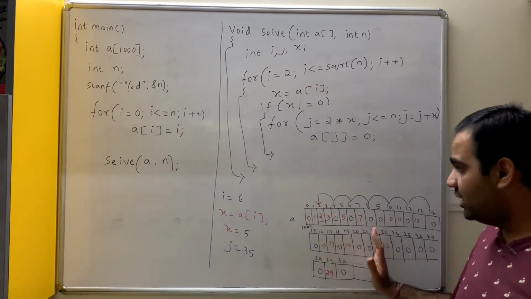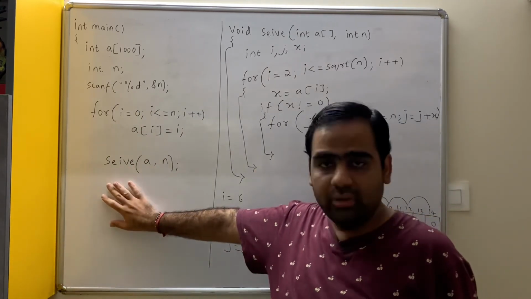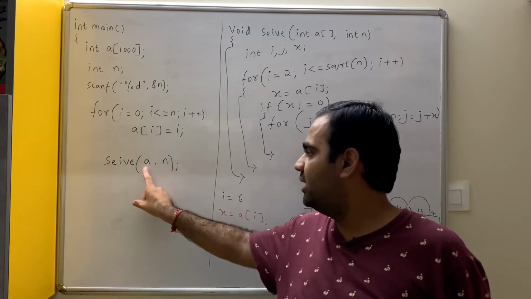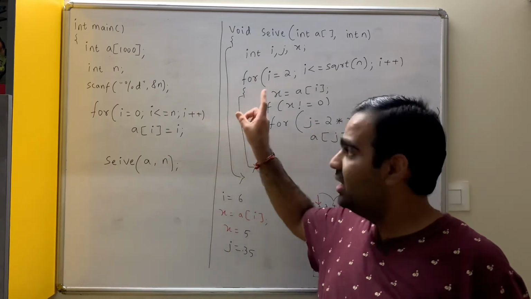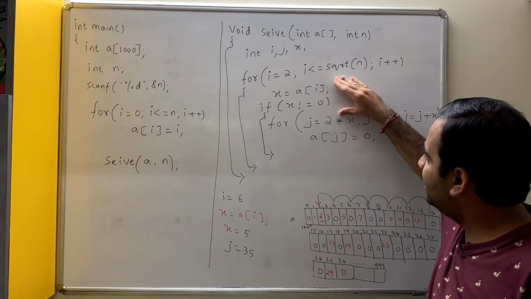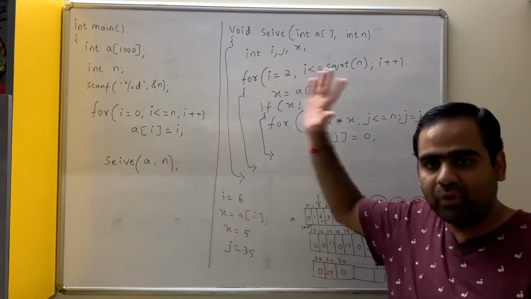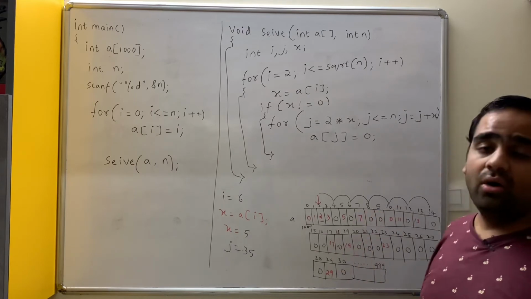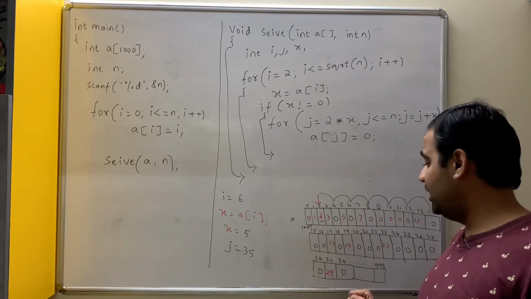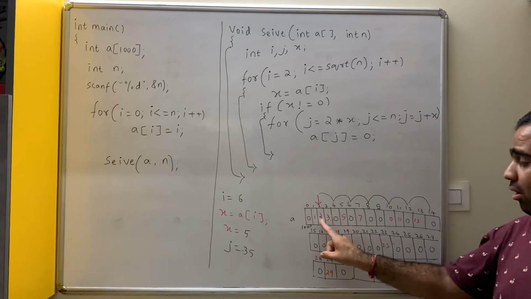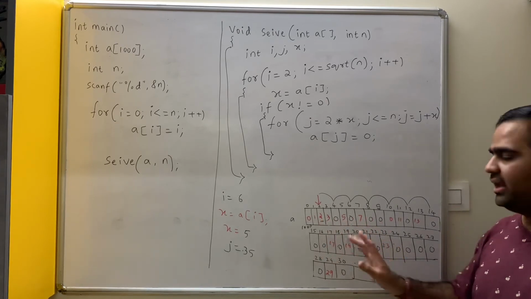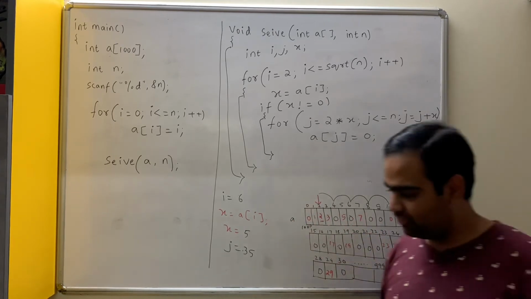Now, after you return, you come back to the main function. We know that arrays are passed to the function by address. Any modification done to the array over here will be reflected back in the calling function. Already I have explained. And this is how the array will look. Now what do I need to do? I need to print all the non-zero entries of the array apart from 0 and 1.